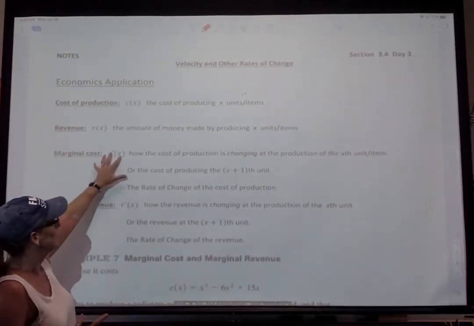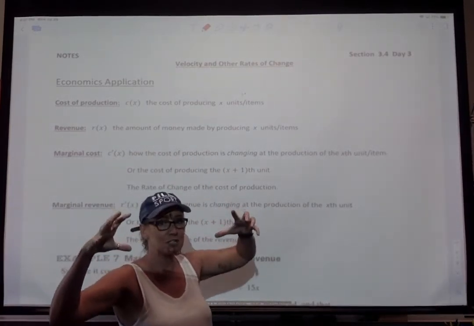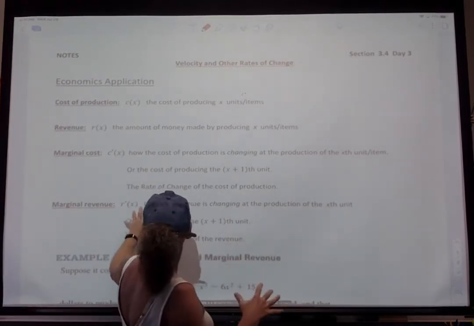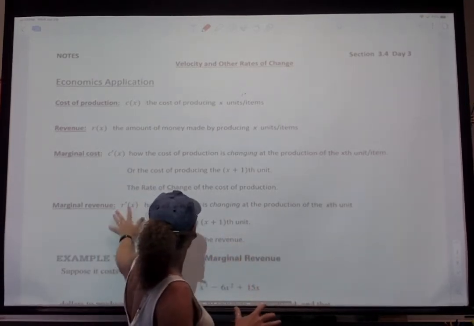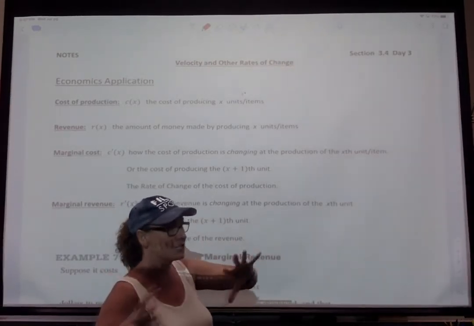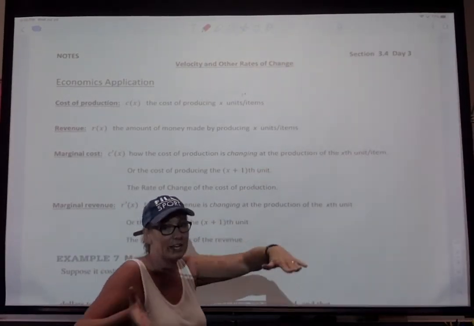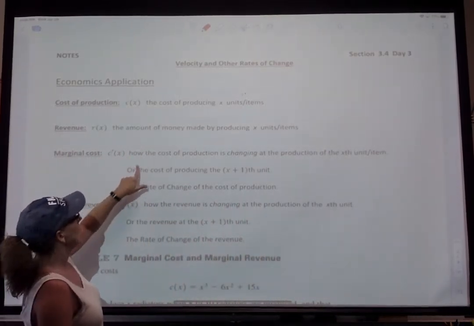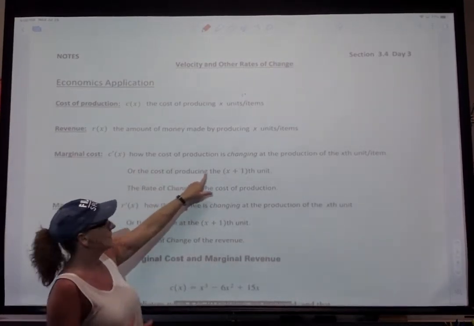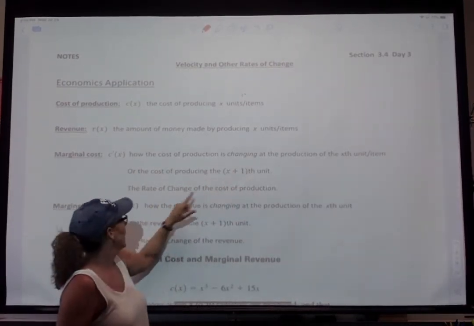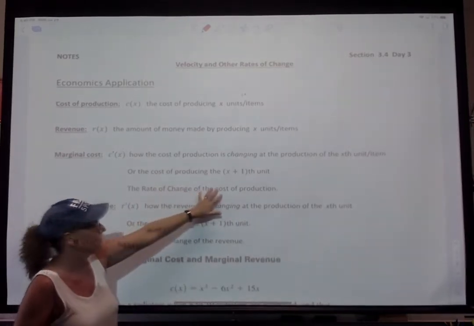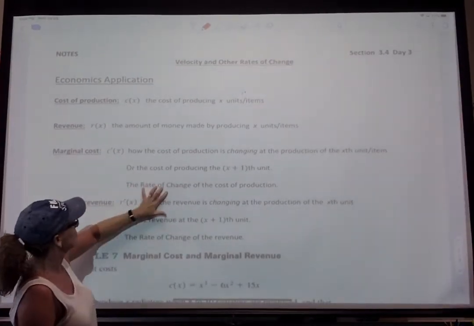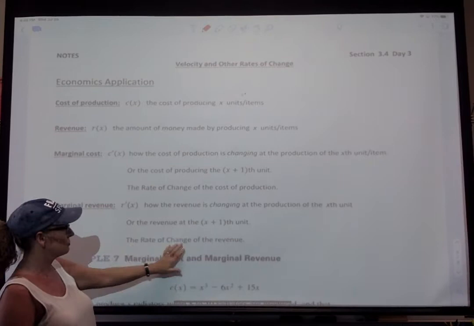What we would like to see happen is we would like our cost of production, its rate of change, we would like it to be negative. And we would like our marginal revenue, our change in revenue, to be positive. We want the cost to be going down, we want the revenue to be going up. Okay, so I've mentioned that. I'm going to get back to this in a minute, the cost of producing the x plus 1th unit, and it's the rate of change of cost. It's the rate of change. It's the derivative. Okay? Marginal cost is the derivative of cost. Marginal revenue is the derivative of revenue.